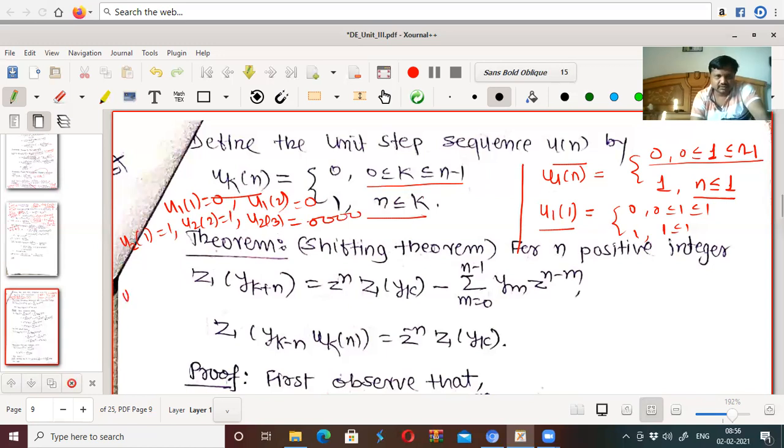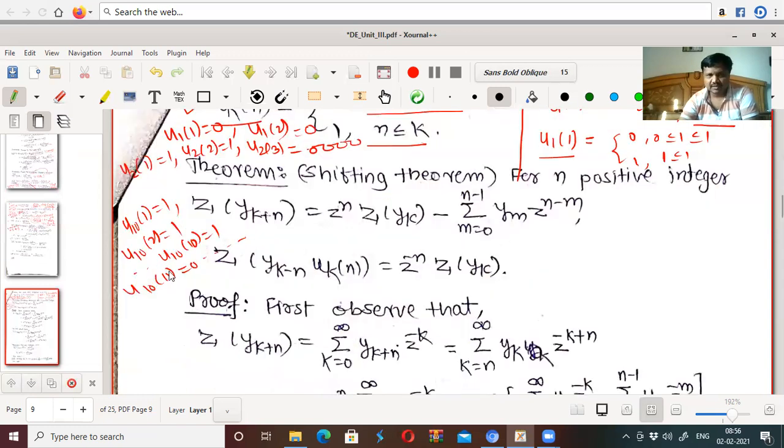Similarly, u10 of 1 is 1. u10 of 2 is 1. Up to here, u10 of 10 is 1. And u10 of 11 becomes 0, and 0 and 0 for all other terms. This is called the unit step sequence. From this unit step sequence, we want to prove the shifting theorem. Shifting theorem in Z transform.